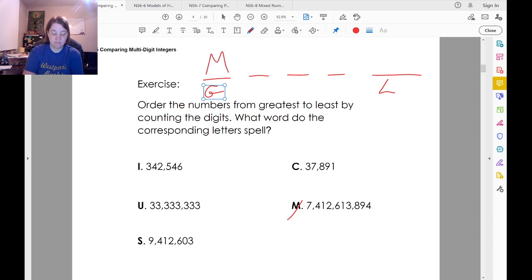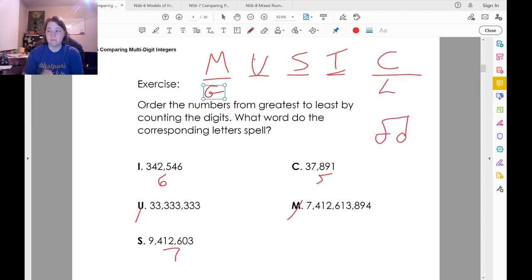M. What's the next number with the most number of digits? U. And then we can see that there are 3 more. They're getting a little bit close, so I'm going to start counting. I see that there are 5 digits here. There are 6 digits here. There are 7 digits here. So it will be S, and then I, and then C. And then music note.